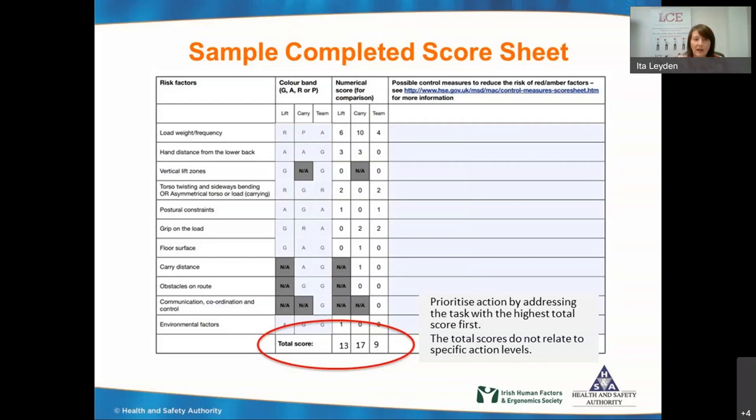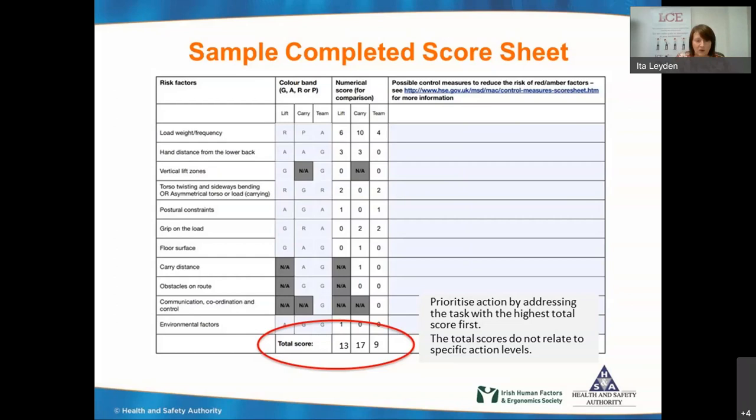So the color goes into the second column for the lift, and the score then goes into the fifth column under the lift heading. And then we would do the same if we're doing a carry, all the way down through each of the risk factors.